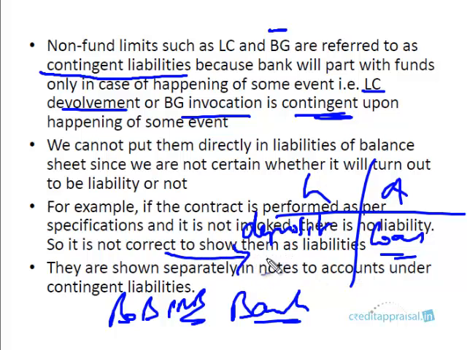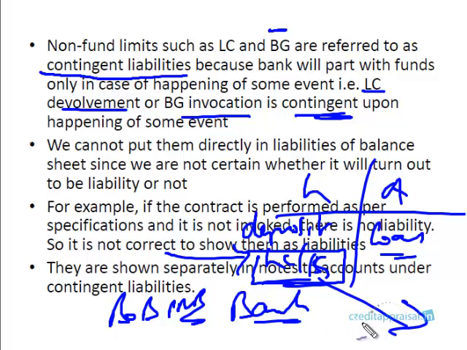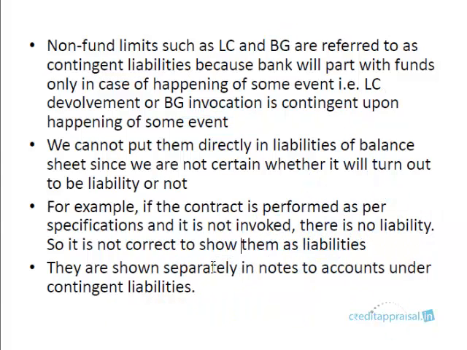So about liability, you might think that LC and BG should come here because the bank has a liability to pay the municipal corporation if something wrong happens. But that depends on whether the contract was fulfilled or not. We don't know at the outset whether the invocation is going to happen or not. So we don't put them under liabilities. We put them separately into the notes to account under the head called contingent liability. Okay. So LCs and BGs are contingent liabilities and they don't appear in the balance sheet.